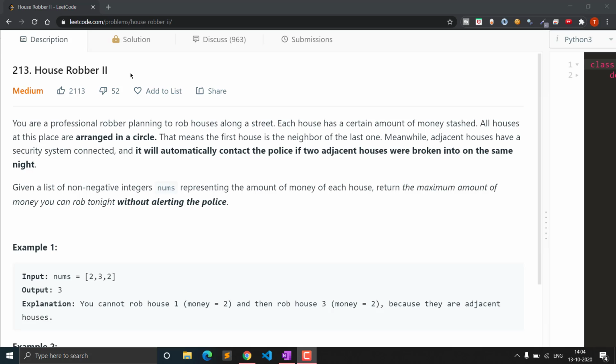So in this video we will see the question House Robber 2, which is in continuation of the question on which I made the video for House Robber 1. It is question 213, a medium level question, and will be more difficult than House Robber 1, but it is easy if you have solved House Robber 1.